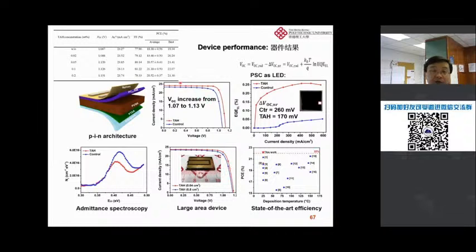So for the device, we are getting about 22.1% versus 19.3% for the small area, and for larger area, we can also keep relatively good values. This is a comparison for the blade coated method, and we coat it at room temperature. This is significantly better than the reported value of just above 21. We get 22.1.